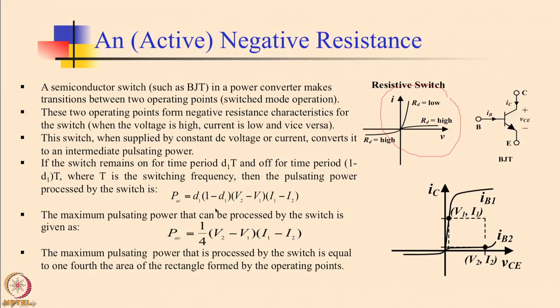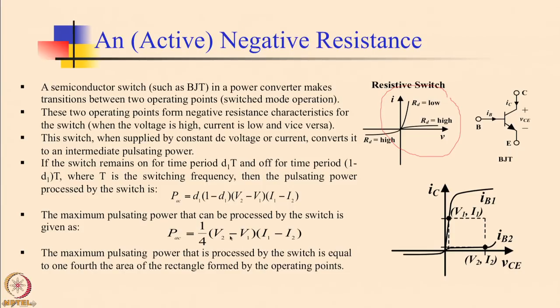PAC is equal to D1 into (1 minus D1) into (V2 minus V1) into (I2 minus I1). V2 minus V1 and I2 minus I1, obviously, if we are switching between the two extremes of the voltage rating and the current rating of the device, then this is the complete VI rating of the device. So if D1 and 1 minus D1 are 0.5, you actually have the maximum power that can be processed by the switch, which is given by this expression.